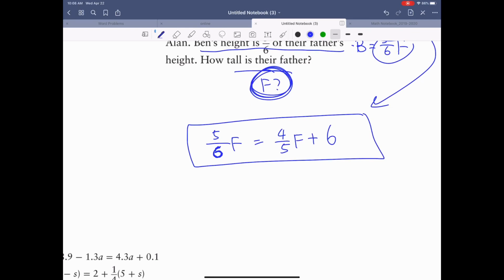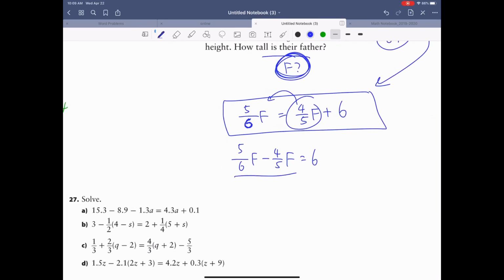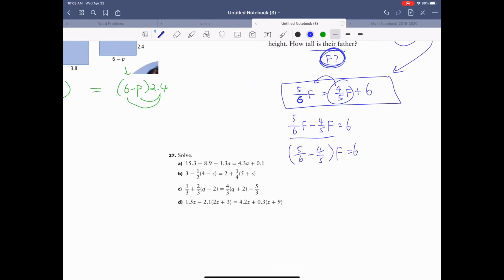You just basically solve it, and you want to throw this over to this side because you want to group the F terms. Minus 4/5 F equals 6, and just normally group like terms. Okay, solve the coefficients, and then, same idea afterwards. I'm going to stop there.